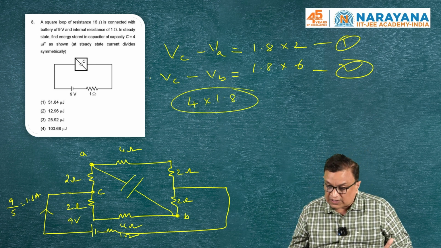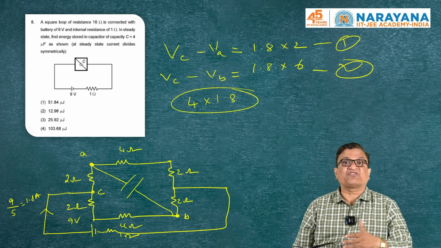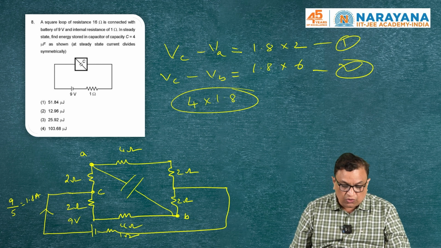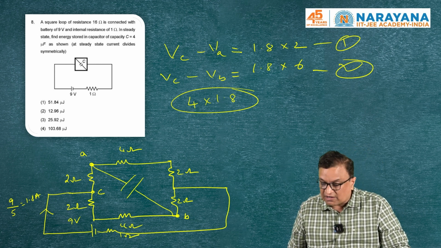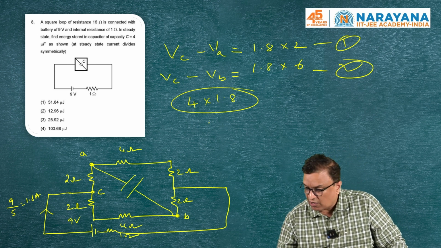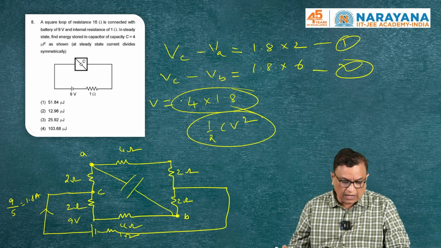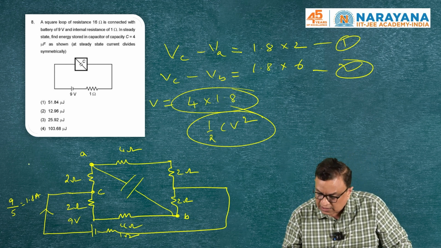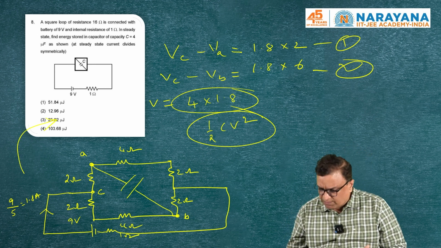Now you know the potential difference and you have been given the capacity. Half CV square gives you the energy. So trust me, it's a very easy question. And by doing half CV square, you will get the answer as 25.92. A very simple question.